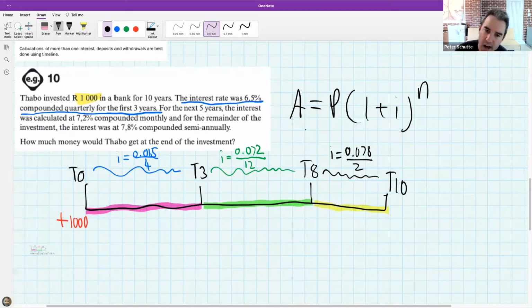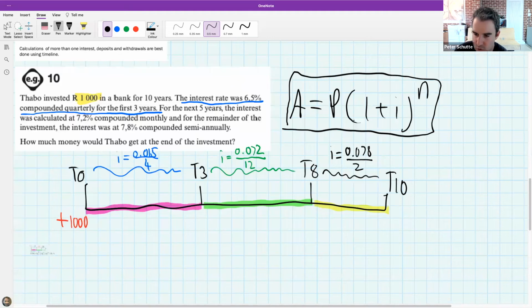Okay. I think this is the formula that I'm going to use. This is the compound growth formula because it's growing. And the question is asking us, how much money does Thabo get at the end of the investment? So I want to know, if I'm Thabo, what happens when I get to here? How much money do I have? And hopefully it's more than 1,000.